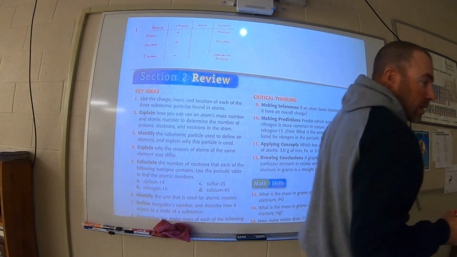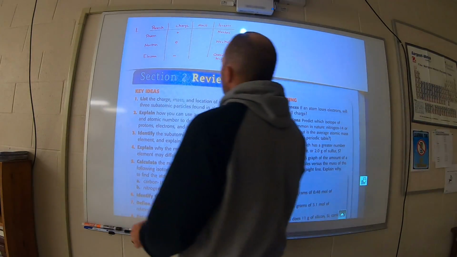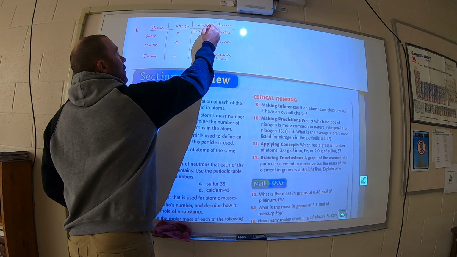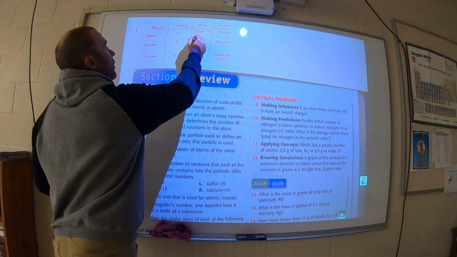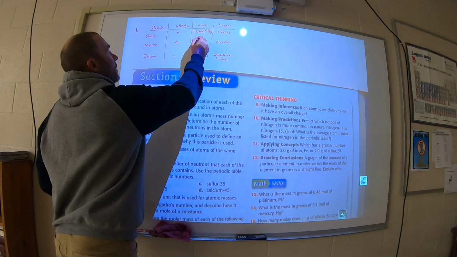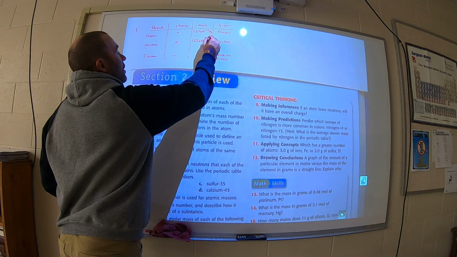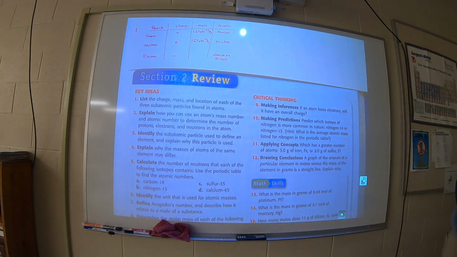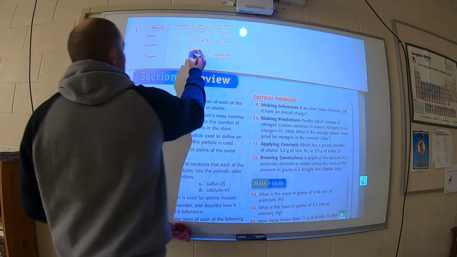For the mass, I'm going to have to look these up. The mass of a proton is 1.67 times 10 to the negative 27th kilograms. A neutron is the same way, same mass, 1.67 times 10 to the negative 27th kilograms. And an electron is 9.11 times 10 to the negative 31st.